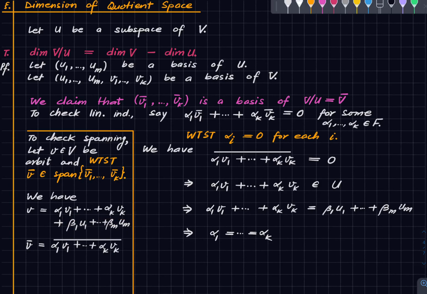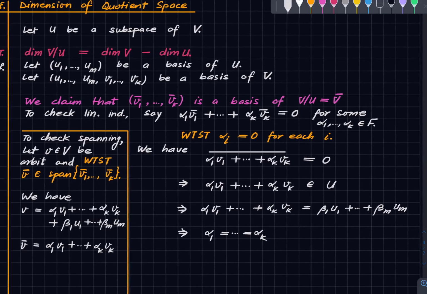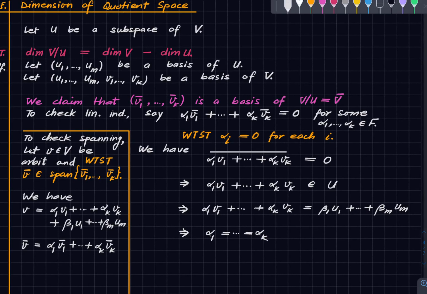And now, what is this guy? This guy is nothing but this guy by definition of addition and scaling in the quotient space, and therefore we have expressed v bar as a linear combination of v1 bar up to vk bar, and that establishes the spanning property. And this finishes the proof of the fact that this is a basis for this quotient space.